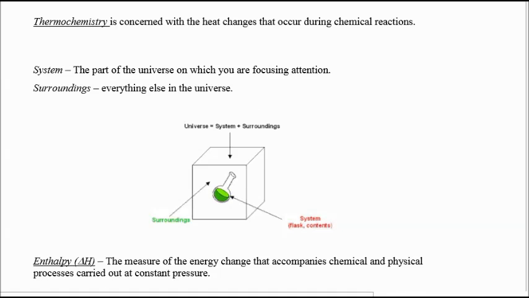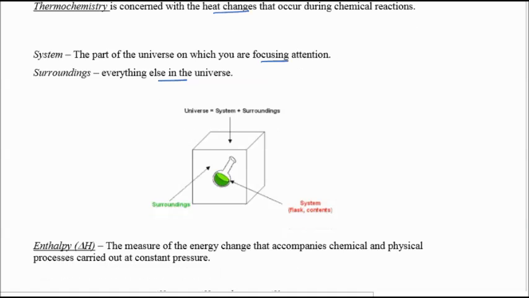The next topic is called thermochemistry, and it deals with heat changes. By heat changes, we mean when a chemical reaction occurs, energy will either leave the system or it will enter the system. The system is what we're focusing on, and everything else is called the surroundings. So everything else in the universe.